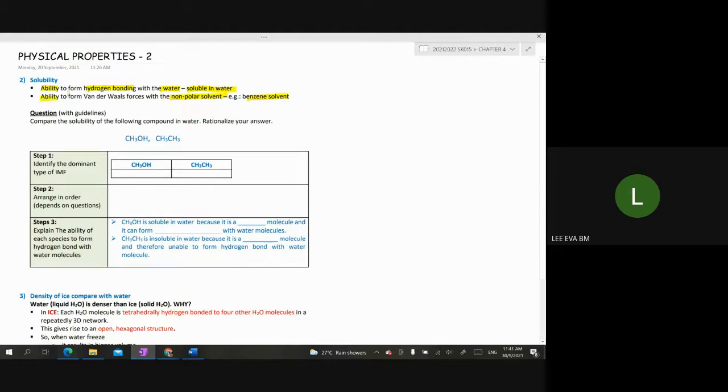So the ability to form van der Waals forces, van der Waals represents your London Forces, with the non-polar solvent. In this case you want to say ability to form London Forces with the non-polar solvent. Benzene, formula dia C6H6. So nampak C dengan H dalam formula tu, dia memang non-polar. Tak payah fikir dia punya bentuk macam mana. CH memang non-polar. Satu contoh lagi solvent yang non-polar, boleh catat CCl4, also a non-polar solvent.